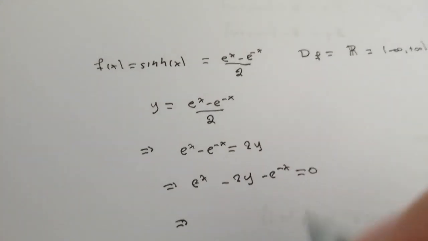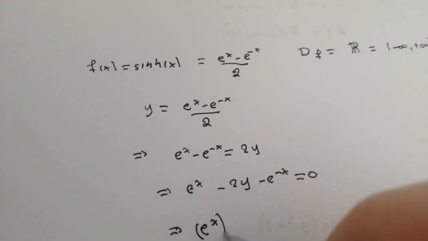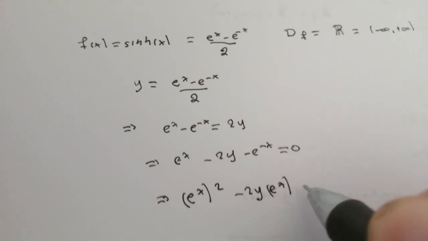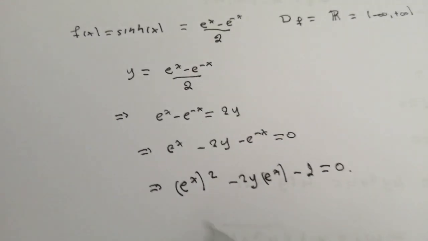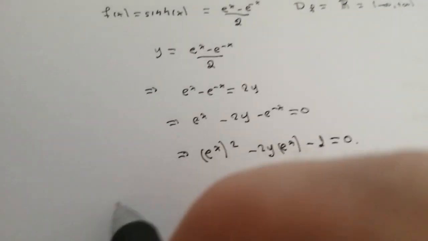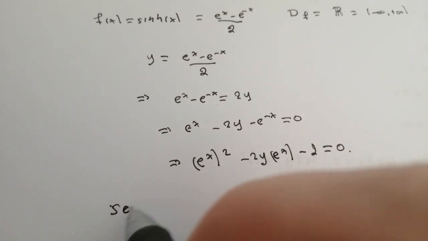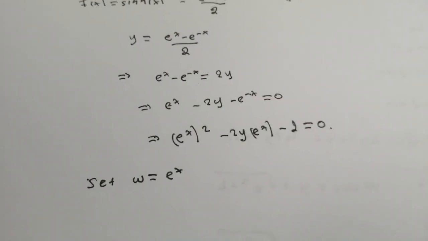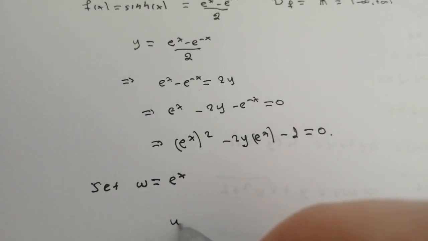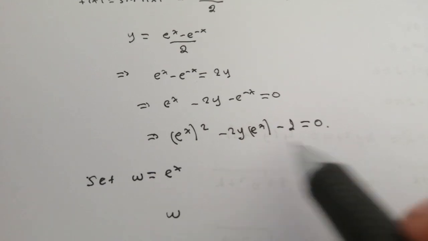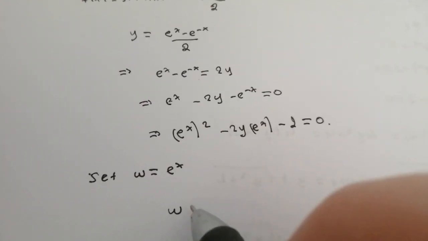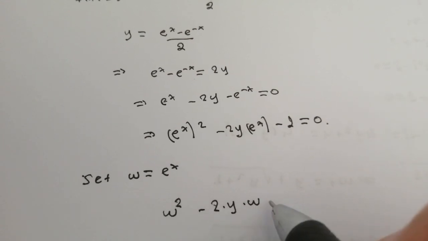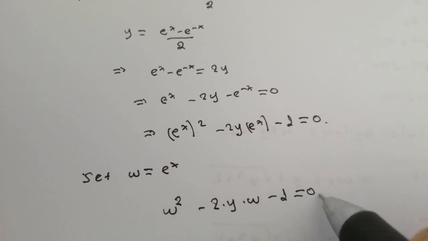We multiply with the exponential function to obtain this equation. Set omega to be e to the power of x. So this can be reformulated in the following way: omega squared minus 2 times y times omega minus 1 equal to 0.